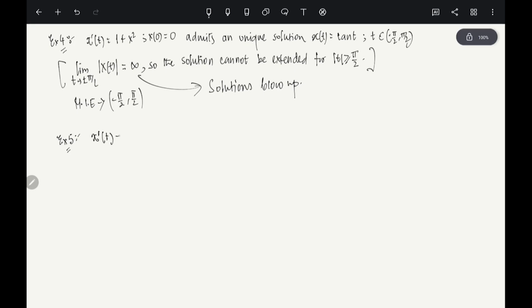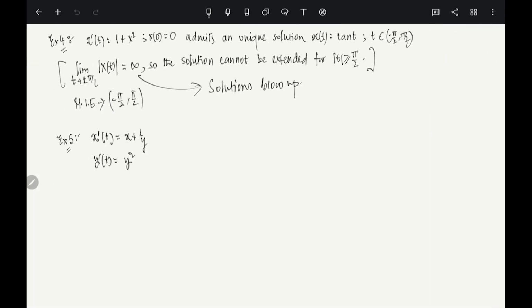x prime t equals x plus 1 by y, and y prime t equals y squared. Clear? And what is the initial data? If the initial data, x0 and y0, is given by minus 1 and 1. Is it okay? Now you see, of course, if you write this problem with f of x and y, it is given by x plus 1 by y and y squared.